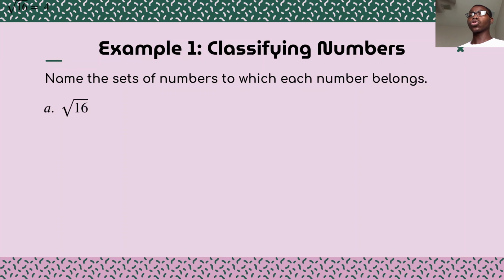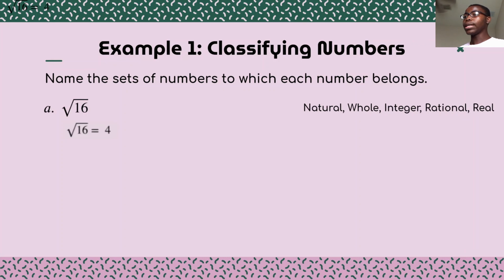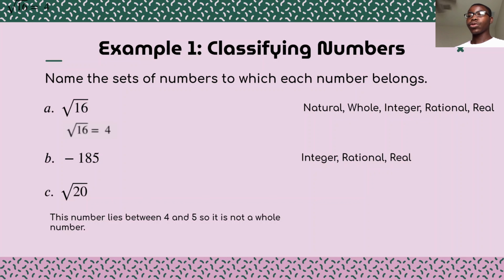First up, we have the square root of 16. The square root of 16 is equivalent to 4, and as you guys know, 4 is a natural, whole, integer, rational, and real number. We have negative 185. This is a negative number, so it must be an integer, rational, and real number. Good job if you're getting these right. We have the square root of 20, which lies somewhere between 4 and 5, so it's not a whole number, which means it is an irrational number, and that means it's a real number.